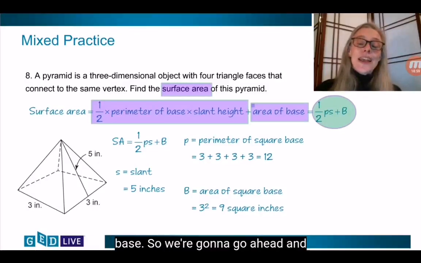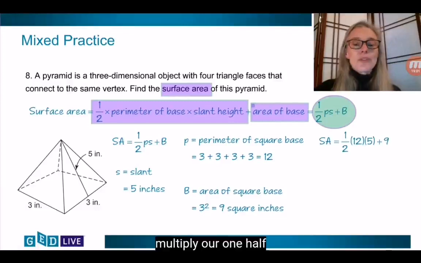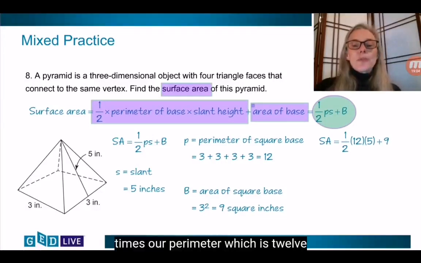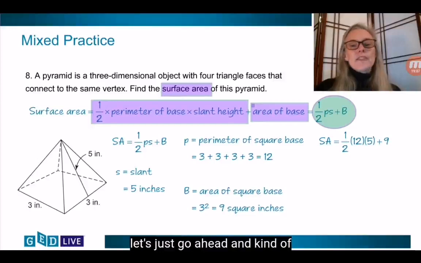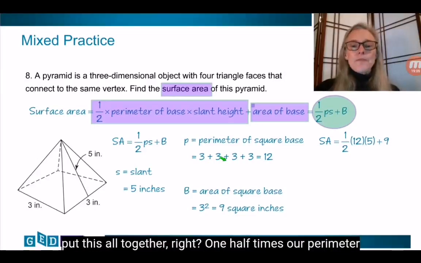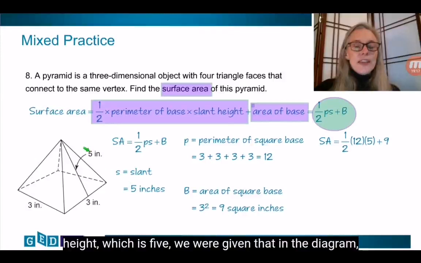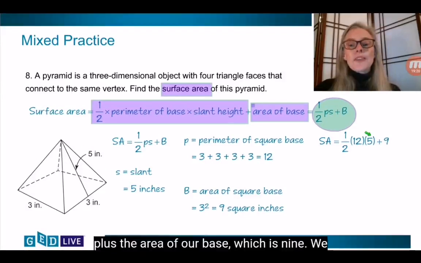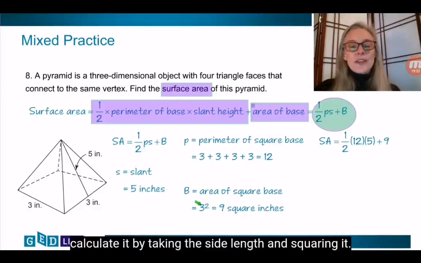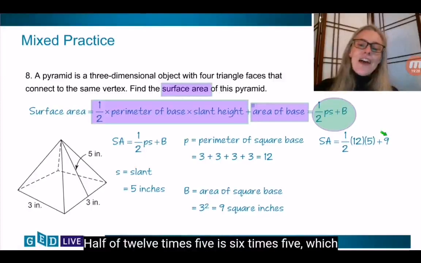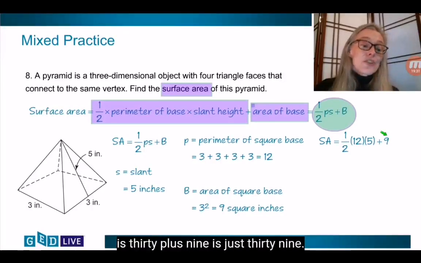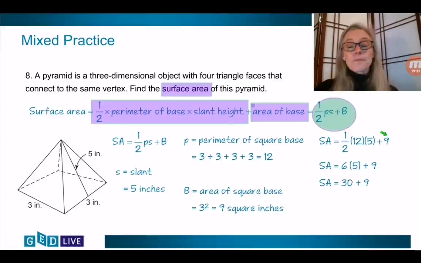So we're going to go ahead and multiply our 1/2 times our perimeter, which is 12. Let's just go ahead and kind of put this all together, right? 1/2 times our perimeter, which is 12. We calculated that here, times our slant height, which is 5. We were given that in the diagram, plus the area of our base, which is 9, which we calculated by taking the side length and squaring it. And then you just punch all that into your calculator. 1/2 of 12 times 5 is 6 times 5, which is 30, plus 9 is just 39. And that's our surface area for this pyramid.